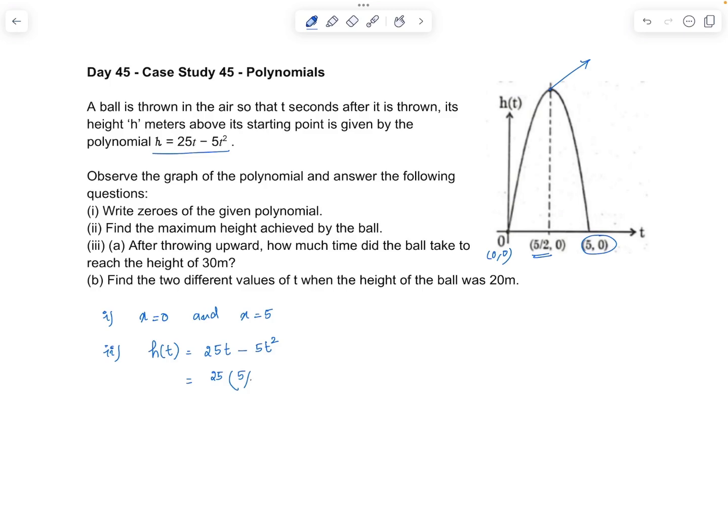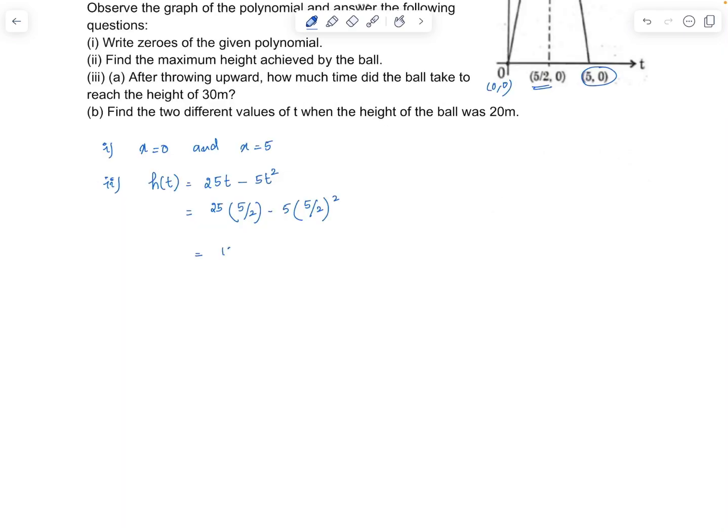25 times 5 upon 2 minus 5 times (5 upon 2) the whole square, which is 125 upon 2 minus 125 upon 4. On further calculating this, we get 125 upon 4, which is 31.25 meters.